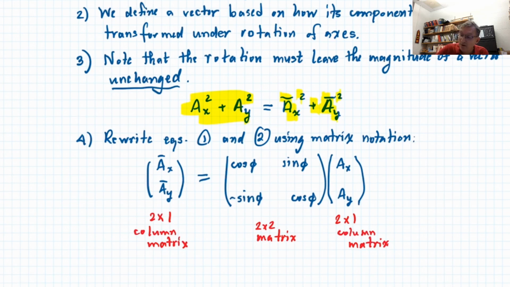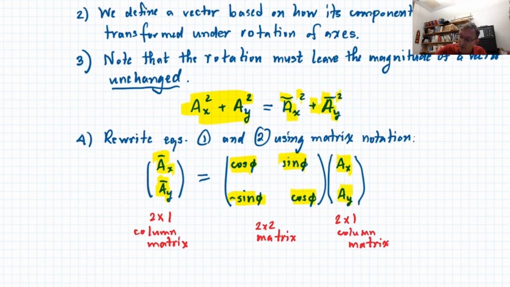The way, of course, you do matrix multiplication is to get ax bar, you take cosine phi times ax plus sine phi times ay. So you're multiplying the first row of the 2 by 2 with the 2 by 1 column. To get ay bar, you take negative sine phi times ax plus cosine phi times ay. You're multiplying the second row of the 2 by 2 by the 2 by 1 column matrix.